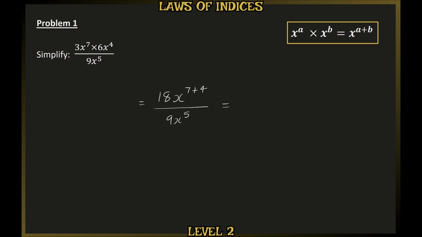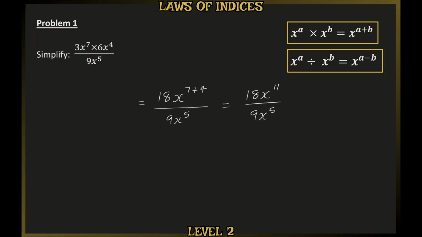Since 7 plus 4 is 11, our numerator becomes 18x to the power of 11, and we can now simplify further. This fraction line means that we're dividing, so we're going to use this law, which tells us that when we divide indices, we subtract the powers. So starting with 18 divided by 9, we have 2. x to the power of 11 divided by x to the power of 5 becomes x to the power of 11 minus 5. And since 11 minus 5 is 6, our final answer is 2x to the power of 6.